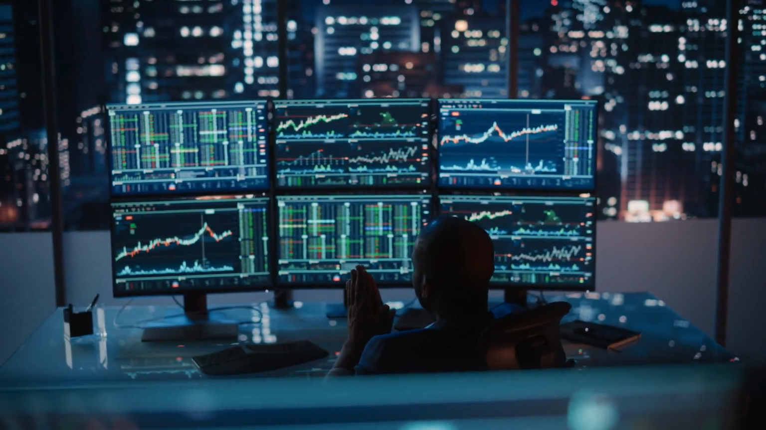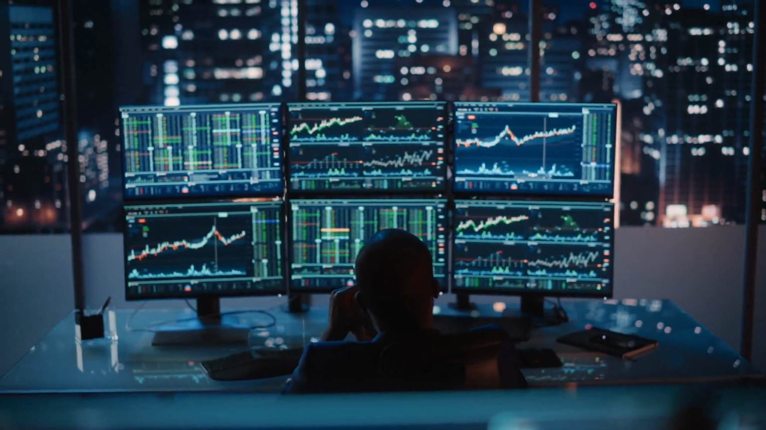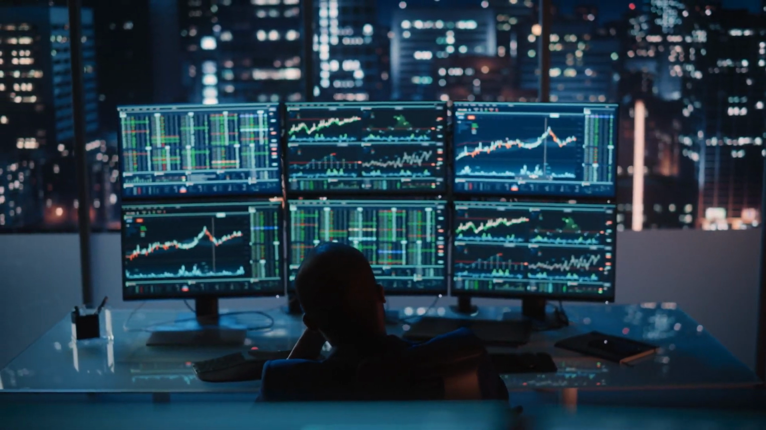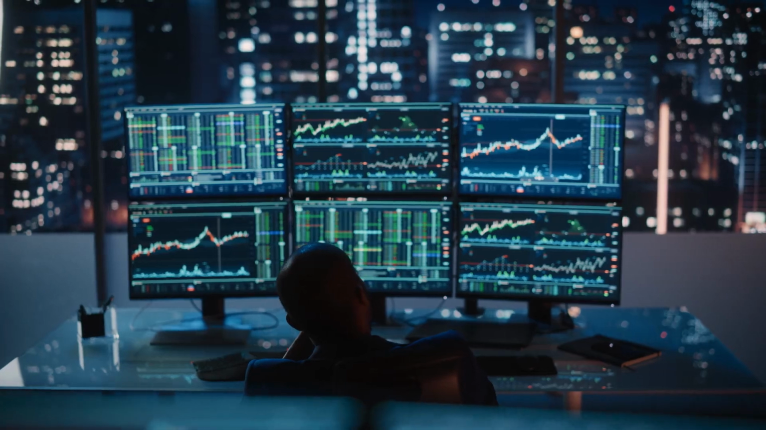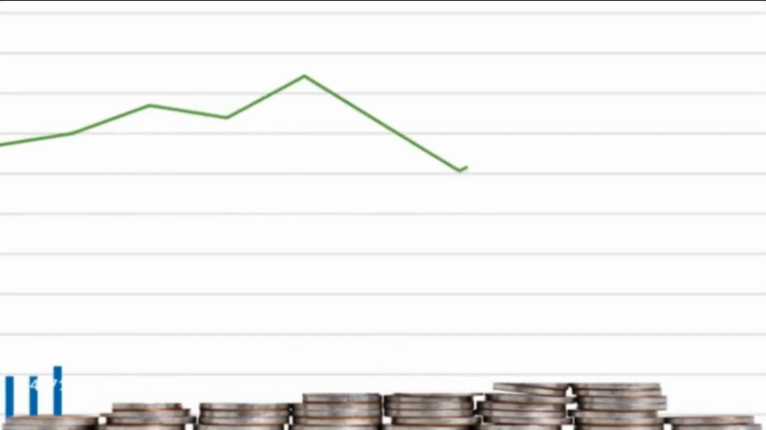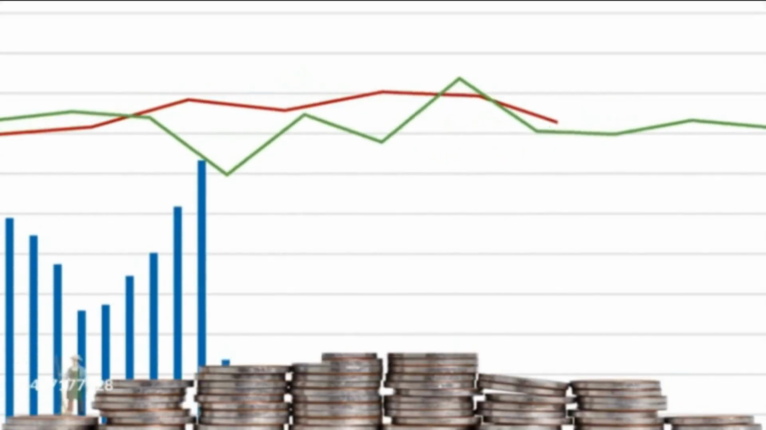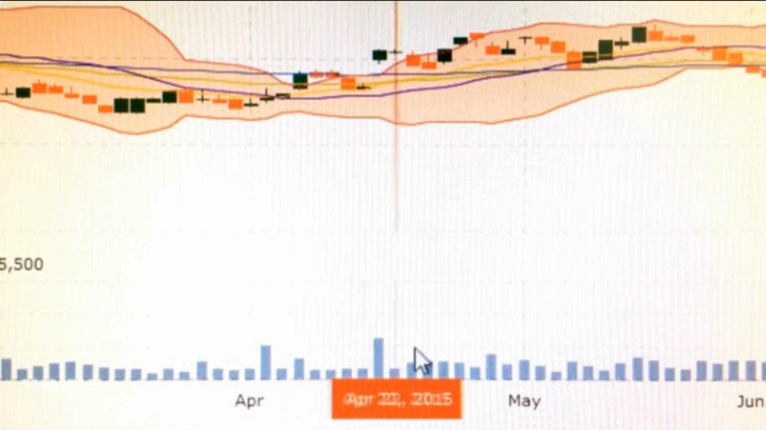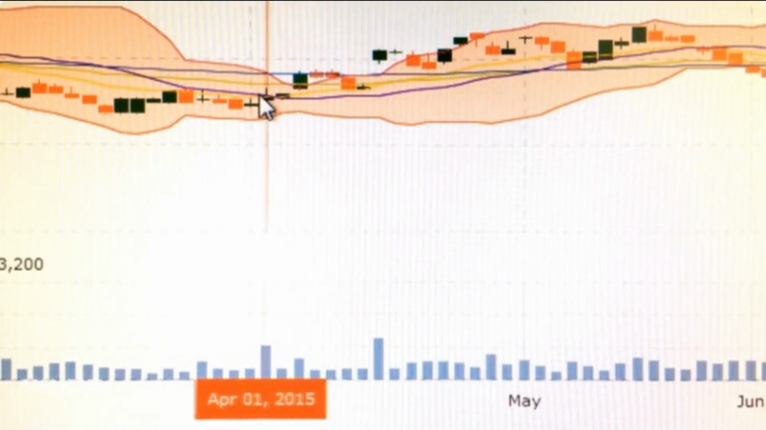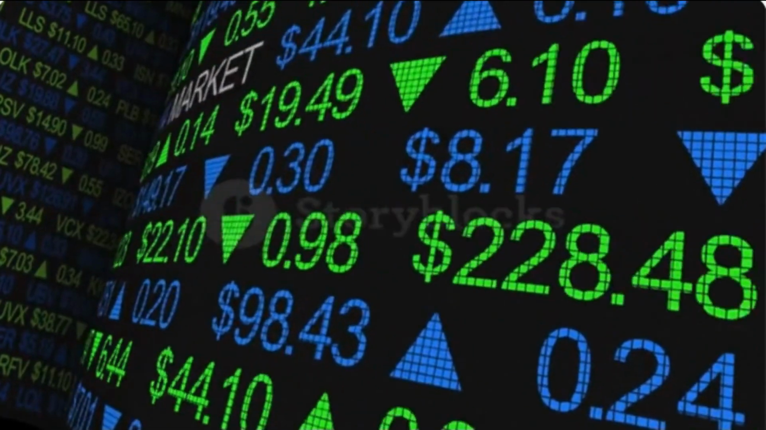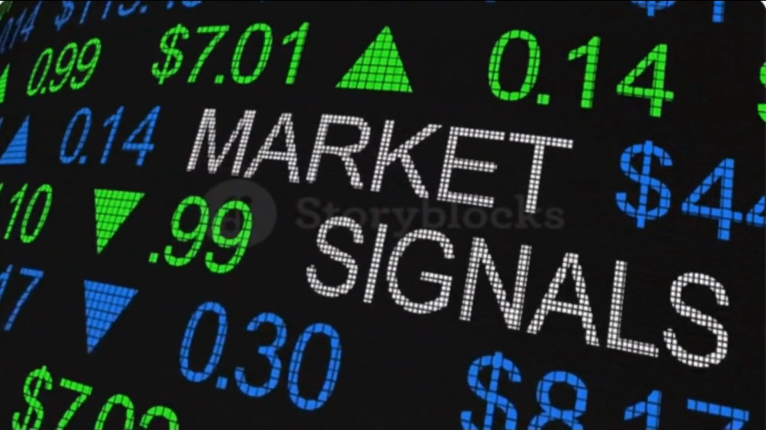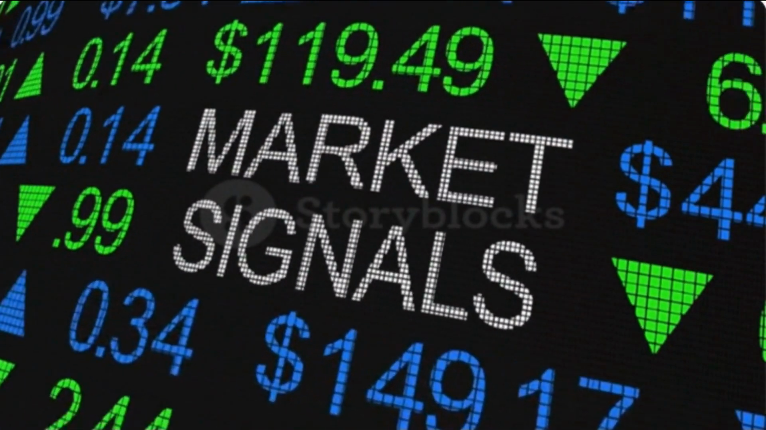And then we have the parabolic SAR, which places dots above or below the price. When the dots are below the price, it suggests the market is in an uptrend. When they flip to above the price, it signals a potential downtrend. So, trend indicators are like your compass. They show you where the market is generally heading, which is crucial because, as the saying goes, the trend is your friend.